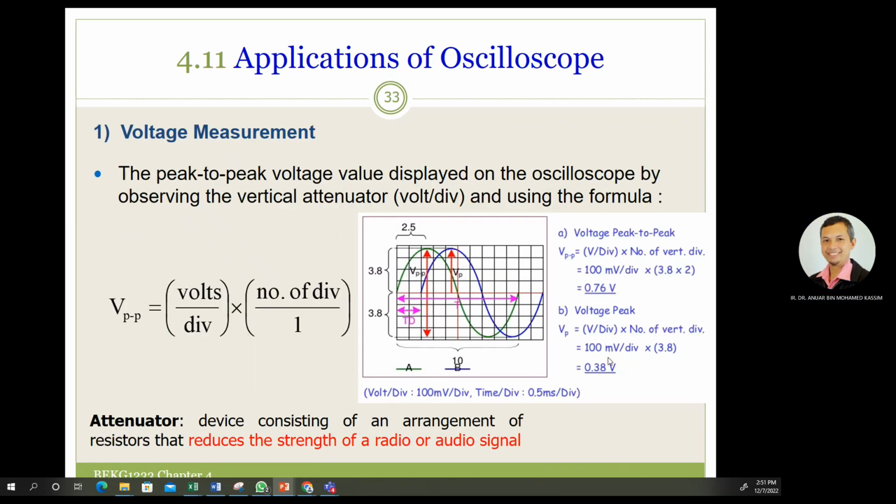In terms of the application of the oscilloscope, it can be used in measuring voltage, current, power, etc. In order to measure the voltage, the peak to peak voltage value displayed on the oscilloscope can be read by observing the vertical attenuator. So we can see the vertical attenuator that has been set on the oscilloscope, for example volts per division, and use the formula.